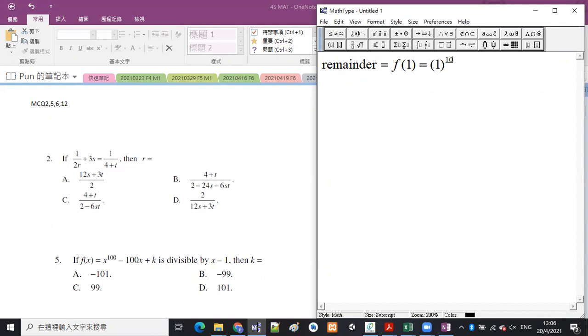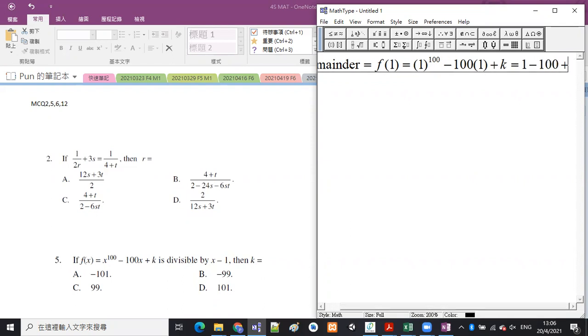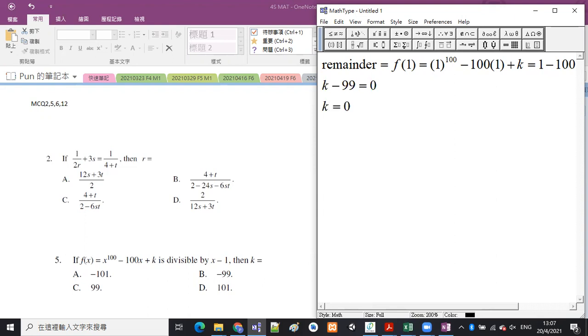It's 1 to the power 100 minus 100 times 1 plus k. 1 to any power is just 1, okay? So it's 1 minus 100 plus k. And it should be k minus 99, right? And this remainder should be equal to 0 because it is divisible, okay? So k minus 99 should be equal to 0, which means that k should be 99. That is the answer.